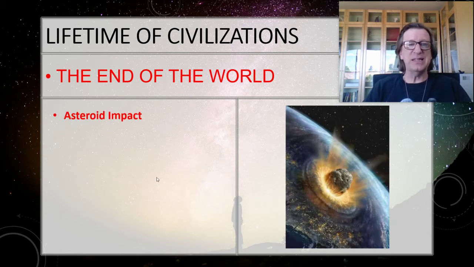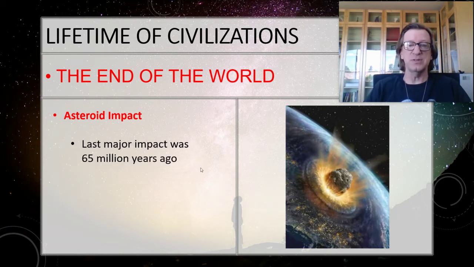Now, this has happened at least 5 to 6 times in our Earth's history. The last major one was about 65 million years ago. This is the one that took out the dinosaurs. It impacted in the Yucatan Peninsula in Mexico, off the coast of the Gulf of Mexico there. And basically, this wiped out about 60 to 90% of all species on the planet.